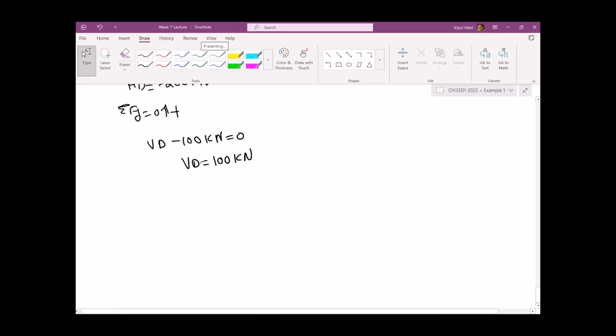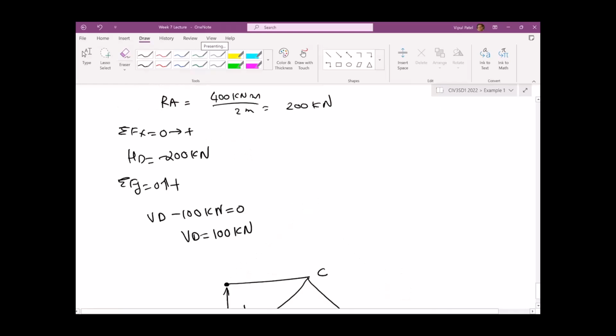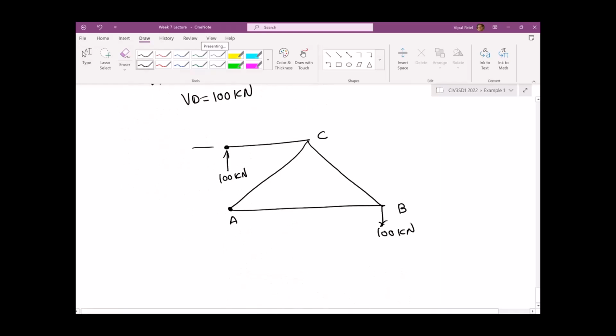So if I redraw the system here, this is point D, this is point C, this is point A, 100 kilonewtons at point B, and VD is 100 kilonewtons up, and HD is minus 200 kilonewtons, and RA is 200 kilonewtons positive, 2 meters, 2 meters, square root 8, 2 meters, right?